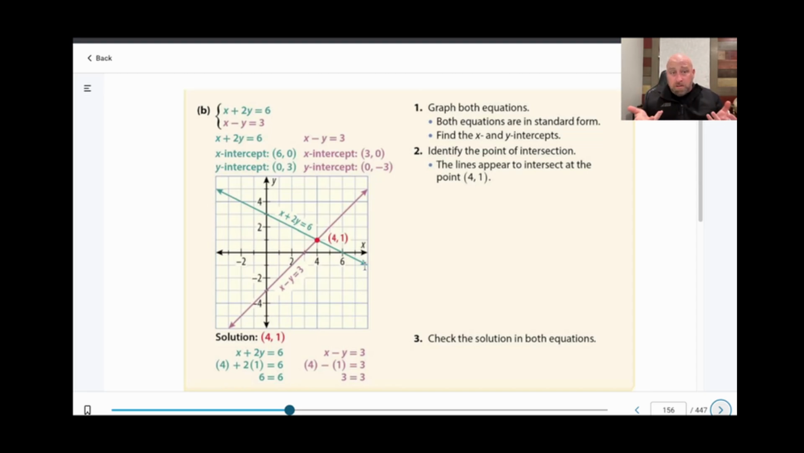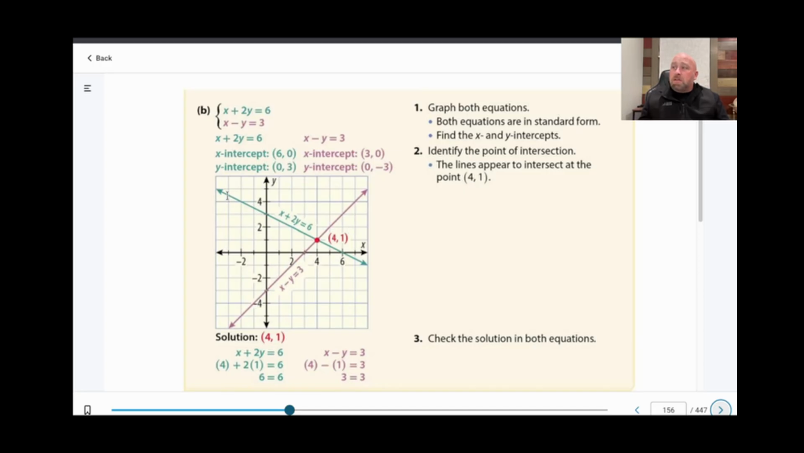Graph however you want to. If you're having trouble graphing, go back and watch the video on graphing. Go back to chapter number 3 and watch those videos on graphing so that you can remember how to graph these. You have to be able to graph in order to solve these. So go back and watch the videos.